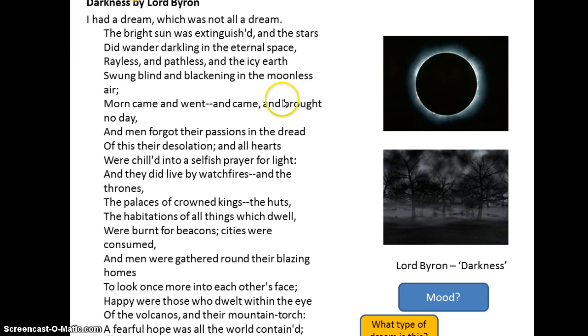and every element. What kind of mood do you see here? Since you're not responding, notice that we have a bright sun extinguished. Stars wander darkly. And so we have dark romanticism elements here. Still, though, nature is this awe-inspiring force, which can not only be a place for inspiration and solace and comfort that we've talked about, but it also is this awe-inspiring power that can be more than human nature. So look at, men forgot their passions because of what nature is doing.